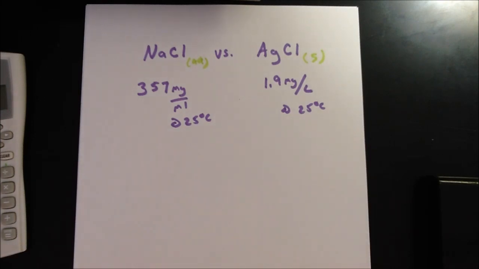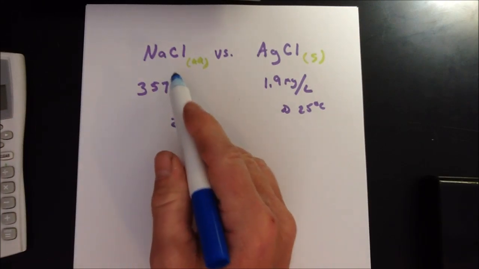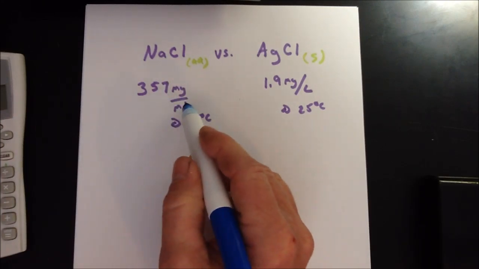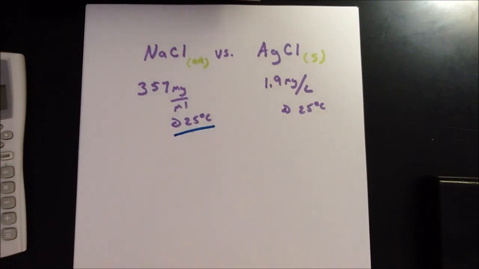Those become questions that we encounter in equilibrium. So I pulled up a couple of numbers here, and we're going to check these to see how true they hold as I go through the calculations. For sodium chloride, I found a value that says 357 milligrams per milliliter at 25 degrees Celsius.